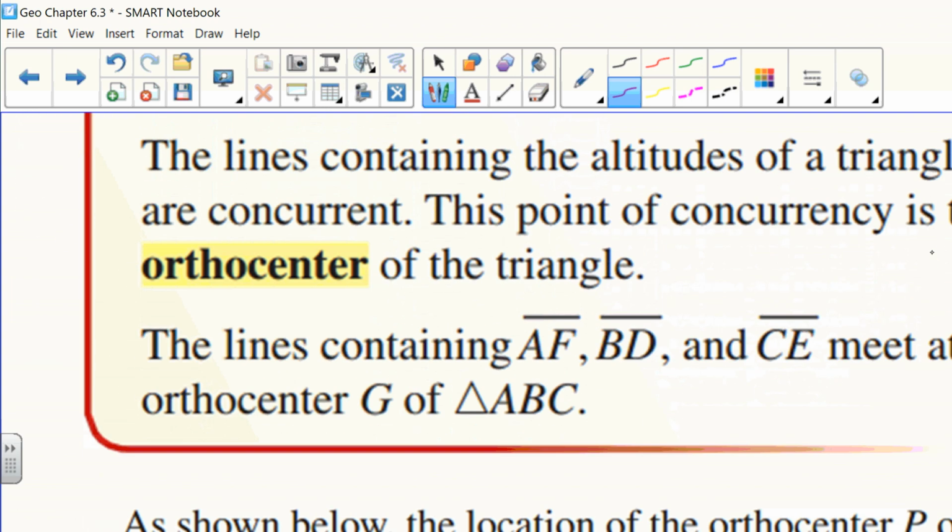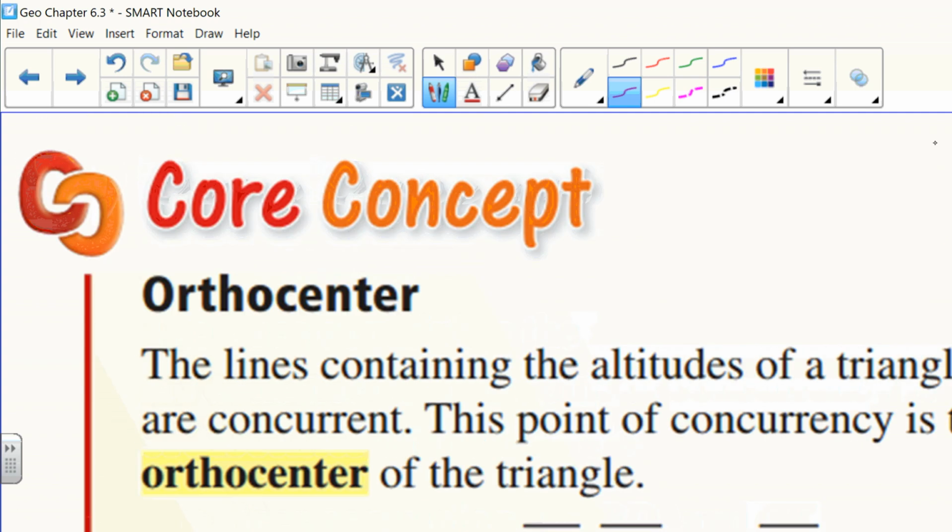And where these altitudes meet is called the orthocenter. So the lines containing the altitude of a triangle are concurrent. This point of concurrency is the orthocenter of a triangle. The lines containing AF, BD, CE meet at the orthocenter of G.